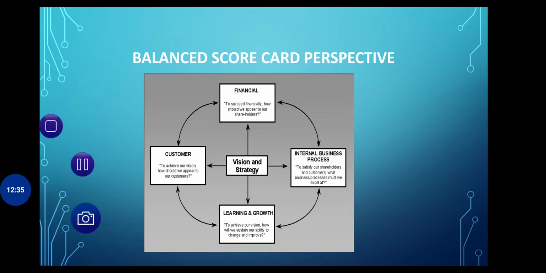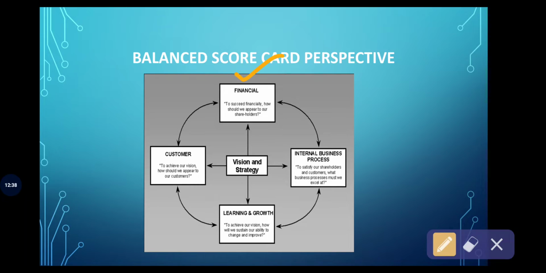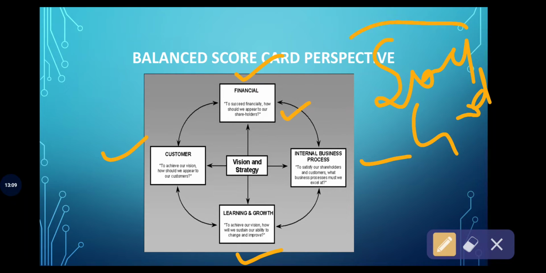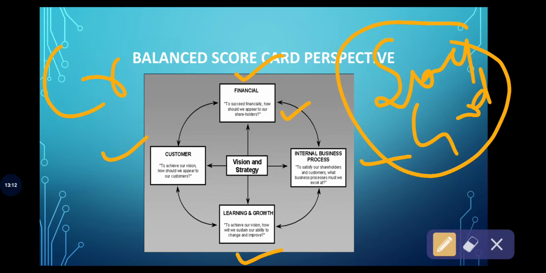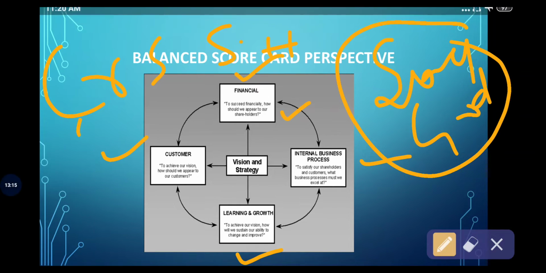Next, the balanced scorecard has four perspectives, we know it. So what is the perspective of each area? What should they keep in mind to work better? Let's take the first one, that is the financial. To succeed financially, how should we appear to our shareholders? To be financially sound, to be financially good, for whom are we doing all these things? To our creditors, right? To our shareholders, to our stakeholders.